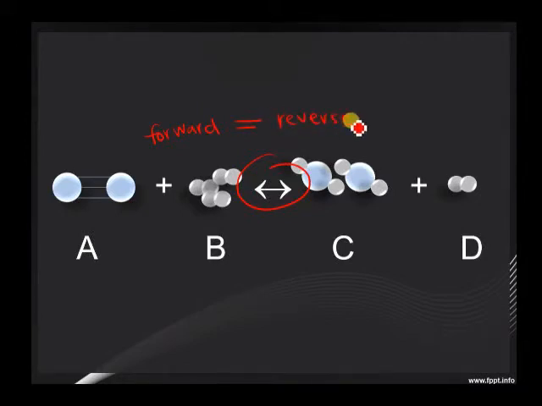Now the forward reaction is when A and B are the reactants and C and D are the products. And the reverse is when C and D are the reactants and A and B are the products. Dynamic equilibrium is when those two reactions happen at equal rates. But that does not mean that the concentrations of the products and the reactants are the same. It does not mean that. It means that the concentrations are no longer changing because the reaction rates are the same.